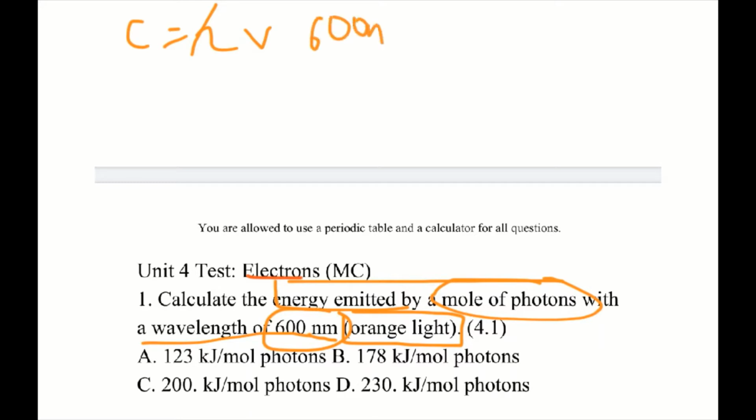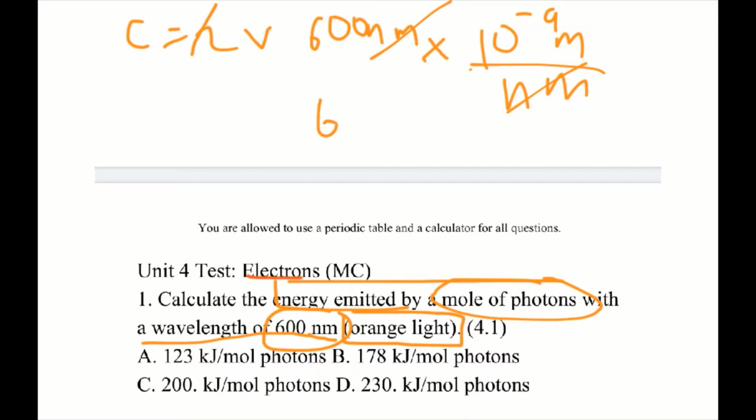600 nanometers times 10 to the negative 9 meters per nanometer. And the nanometers cancel out, and we're left with 600. And let me add the decimal place since I forgot to do that. So 600. times 10 to the negative 9 meters is our wavelength.